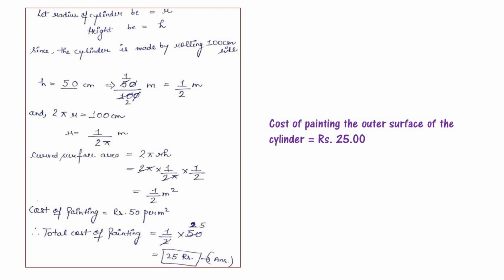What is the cost of painting given? That is rupees 50 per meter square. Now we have to find out the total cost of painting. That is 1 by 2 into 50, that is 25 rupees. Now the cost of painting the outer surface of the cylinder is rupees 25.